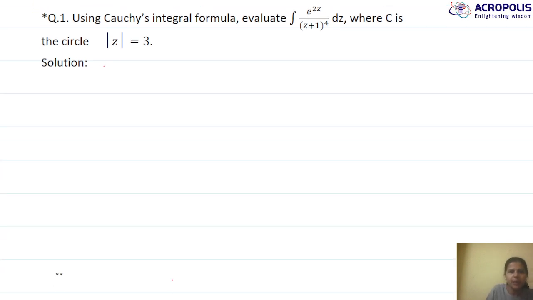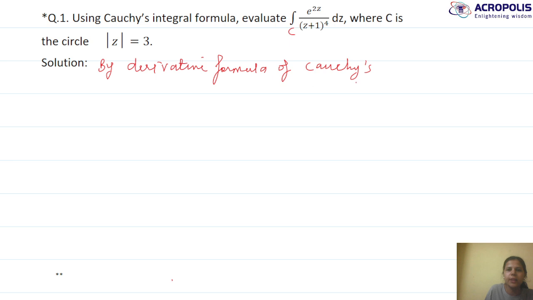So here is the example. You need to evaluate the integral of e to the power 2z upon z plus 1 to the power 4 dz, where C is the circle mod z equals 3. So by the derivative formula of Cauchy's integral. Why are we using the derivative formula? Because in the given integral, it is z plus 1 to the power 4. Okay, so what is the derivative formula?